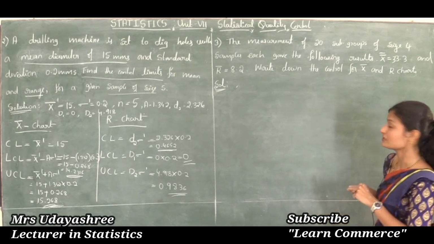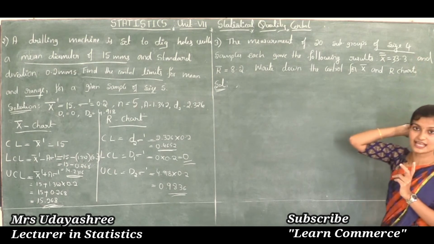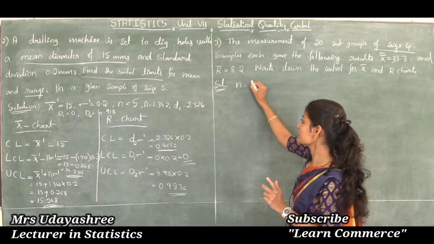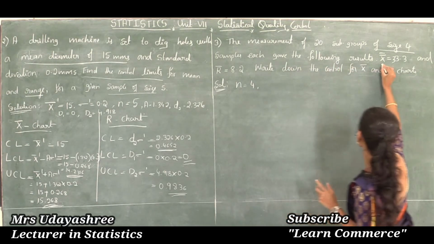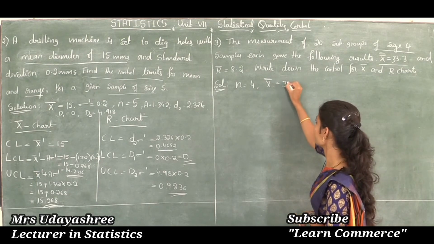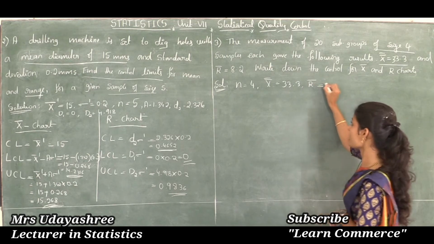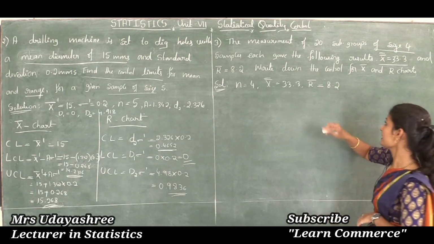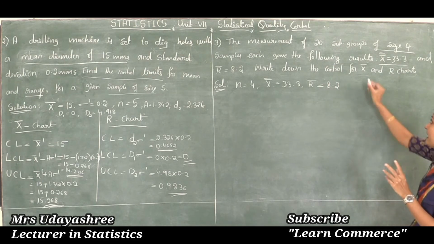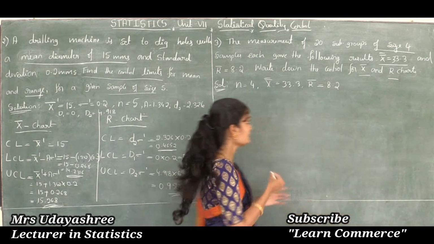See here, the given information is, here the sample size is given. Here the sample size is denoted by small letter n. So the given information is 4. Next, X double bar is given, that is the X double bar value is 33.3 and the R bar value 8.2 is given. Next, what we need to do? We need to do control charts for X bar and R chart. So let's see the X bar chart.